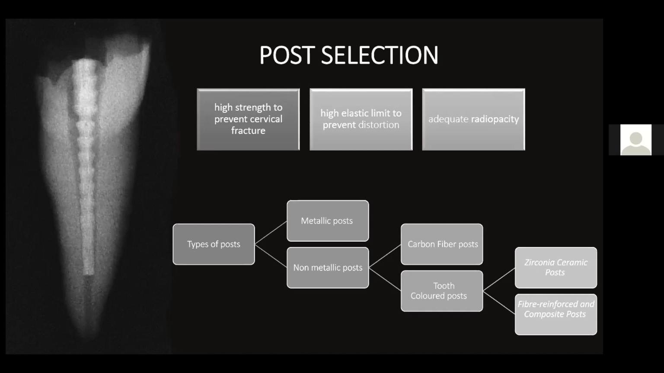Glass fiber reinforced posts have less stiff fibers, which is both a disadvantage and an advantage. They're more flexible. However, that flexibility can cause movement of the core, which can lead to failure.